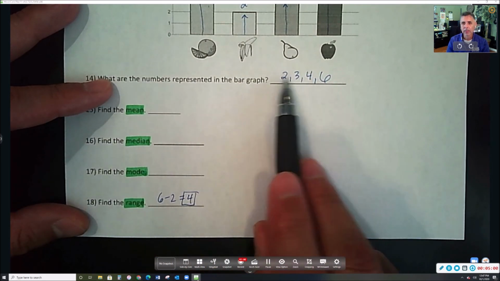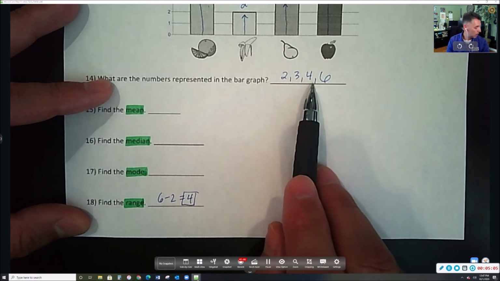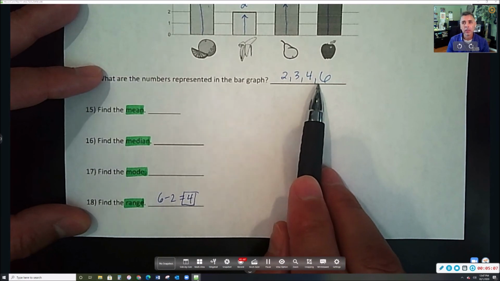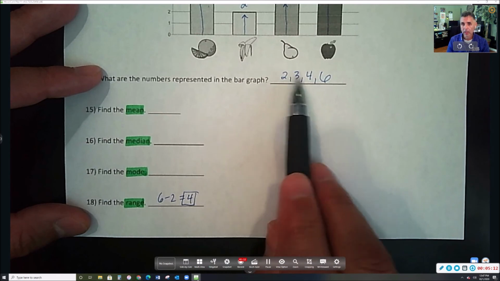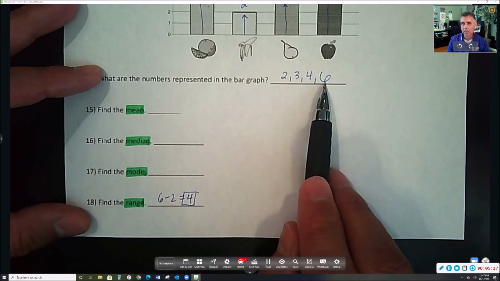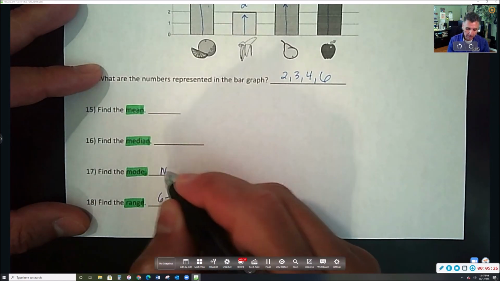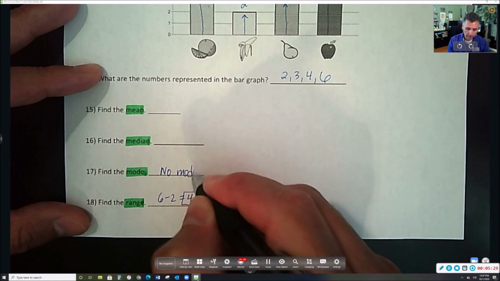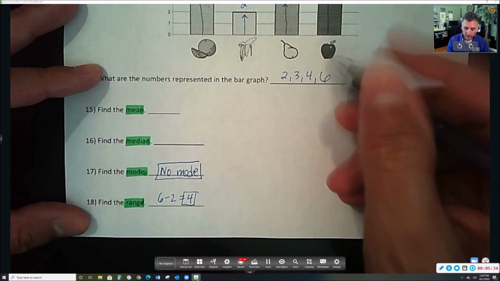Now, we haven't run into this example in a while, but I do remember in the notes I put down that sometimes there is no mode. Okay? Because if you look at this, the 2 shows up one time, the 3 shows up one time, the 4 shows up one time, and the 6 shows up one time. There's not a number in here that shows up more than any other number. Since there's not a number, then there's just no mode here. Sometimes that happens.